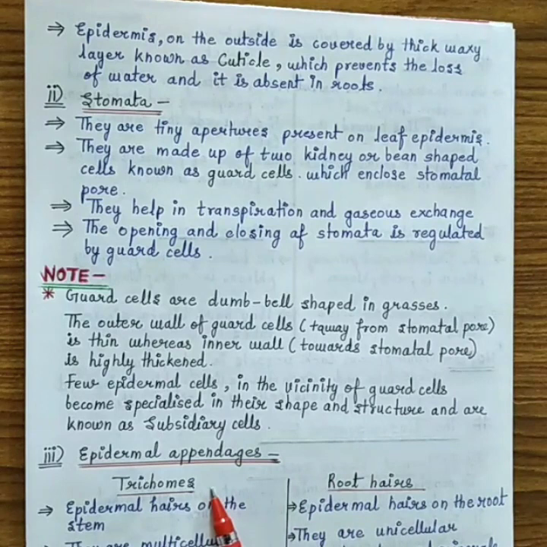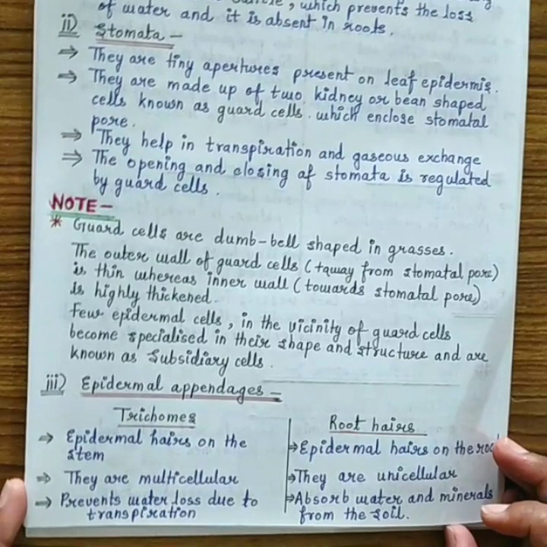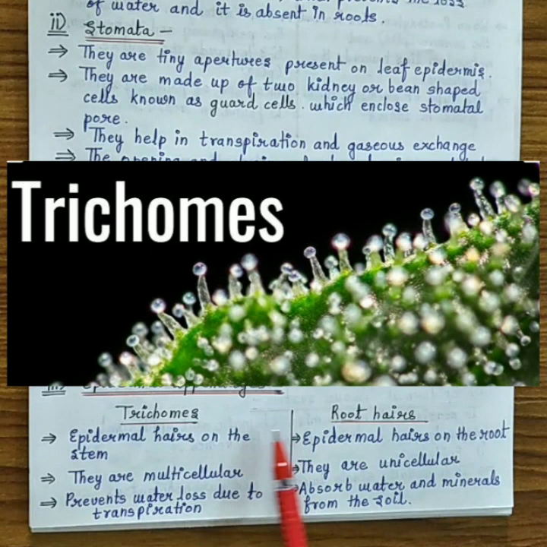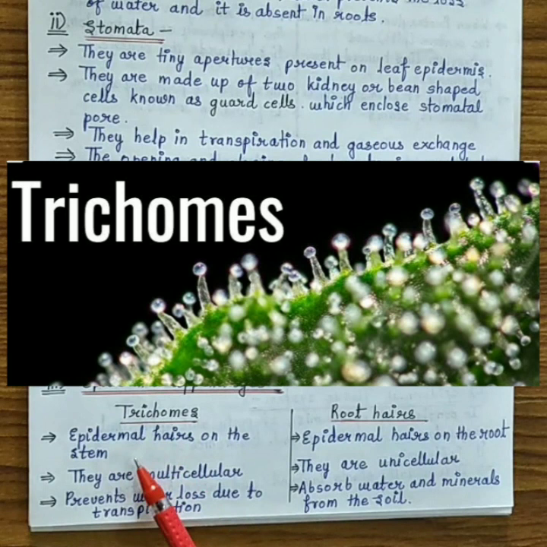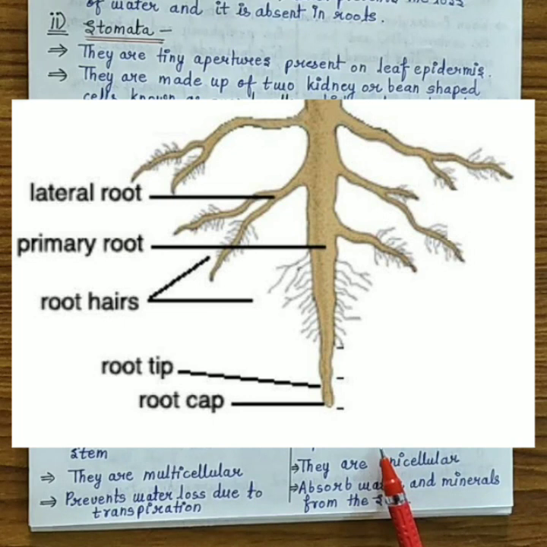Now, the other part which constitutes epidermal tissue system, that is epidermal appendages, trichomes and root hairs. Trichomes or root hairs, dono hi epidermis mein present thread-like structures hai. Now, trichomes are epidermal hairs which are present on the stem. Agar stem mein epidermal hairs present hai, we call them trichomes. Or agar root mein epidermal hairs present hote hai, then we call them root hairs. So, they are one of the same thing. Kyunki wo epidermis ka hi modification hai, wo epidermis se hi arise kar rahe hai.